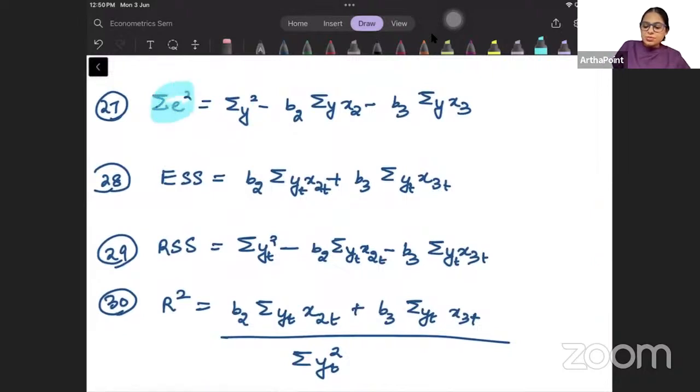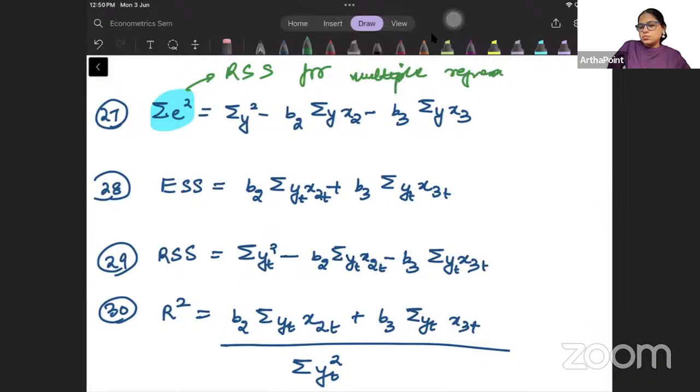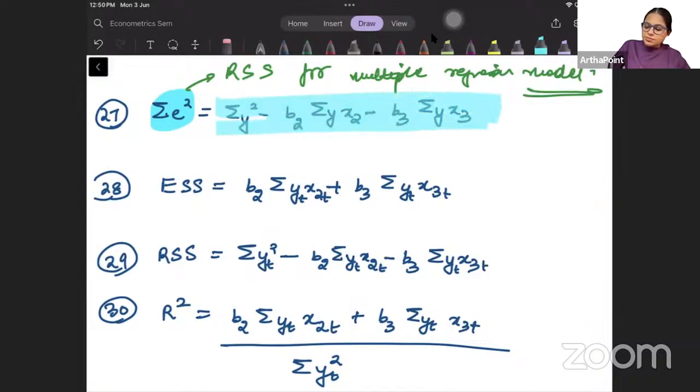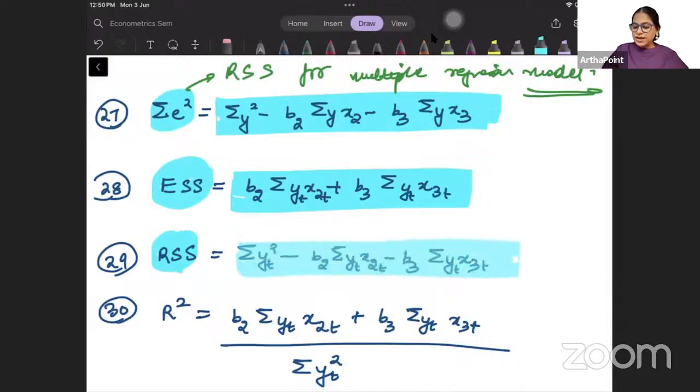So this is summation E square, which is nothing but it is called as residual sum of square for multiple regression model. For multiple regression model, this is summation EI square. Similarly, explained sum of square का formula ये है B2 summation y x2 plus B3 summation y x3. Residual sum of square, another formula is summation y square minus.